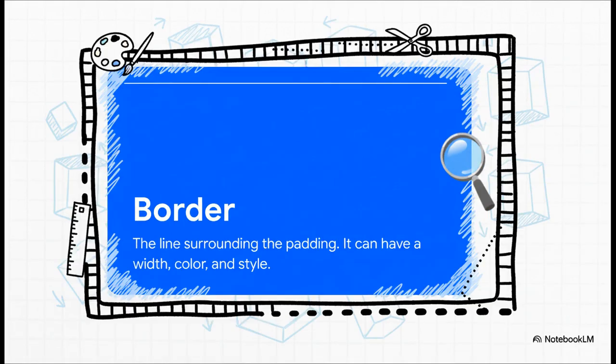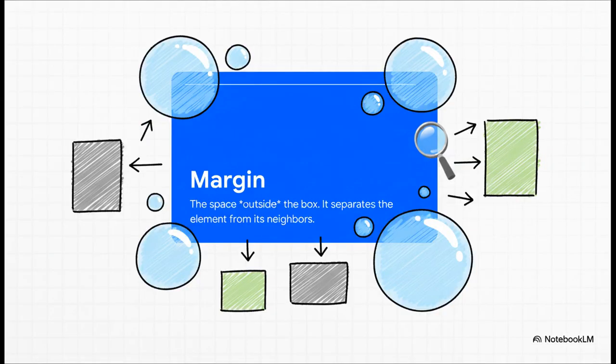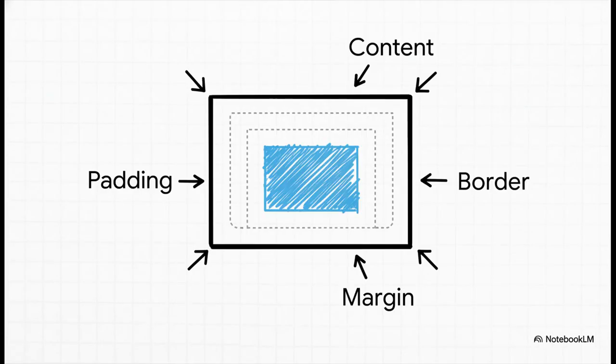And the next layer moving outwards, that's the border. This one's easy. It's just like a picture frame. It can be thick, thin, you can give it a color, or you can make it totally invisible. You have complete control. Okay, and the last layer, the outermost one, is the margin. This is the element's personal space, its bubble. It's the empty space outside the border that shoves other elements away, making sure everything on the page has room to breathe.